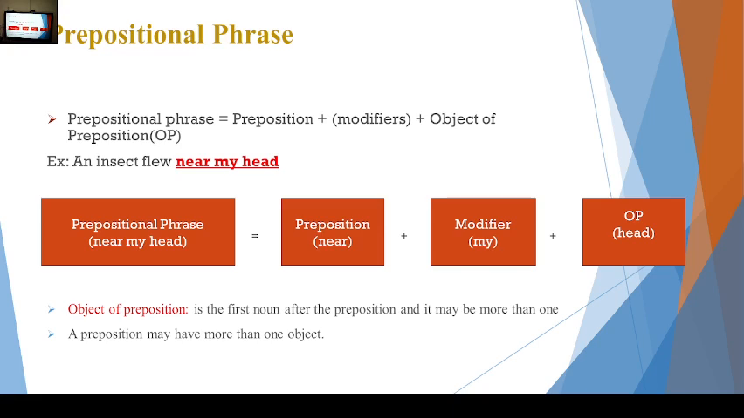And of course, you need to know that sometimes you may have more than one object of preposition for the preposition, okay? So you may have one preposition and more than one object of preposition, okay?